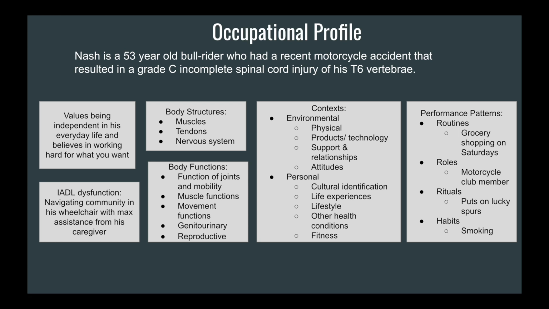One main change that occurred is making his home more accessible while using new products and technology in his everyday life that he hadn't used before. A new personal change that has occurred from his injury is gaining a new cultural identification as a wheelchair user and paraplegic. A routine that has changed for Nash is his struggle to navigate the grocery store while in his wheelchair, and he hopes to one day be able to do it without assistance from his caregiver.